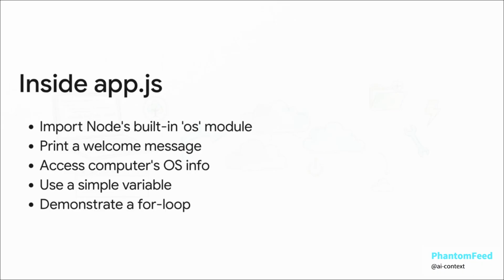First, we'll import a built-in module called OS. This gives our script the power to get info about your computer's operating system. Pretty cool, right? Then let's print a simple welcome message. Next, and this is something you could never do in a browser, we'll use that OS module to actually print out what operating system you're running on. Finally, just for fun, we'll add a simple variable and a loop, just to show that even with all these new server-side powers, it's still the same old JavaScript you're used to.